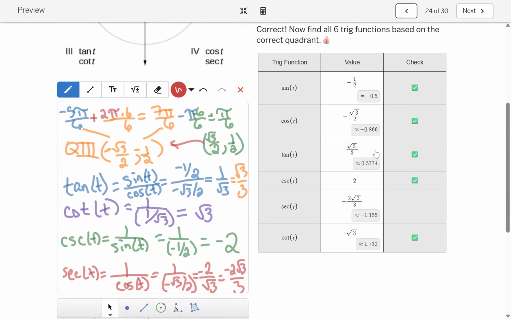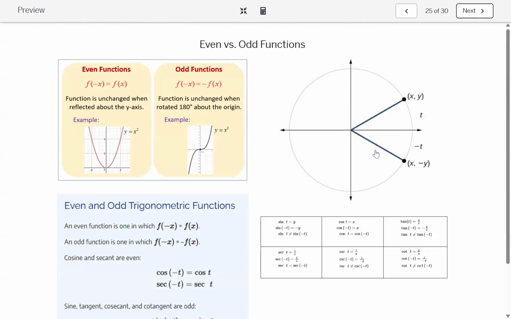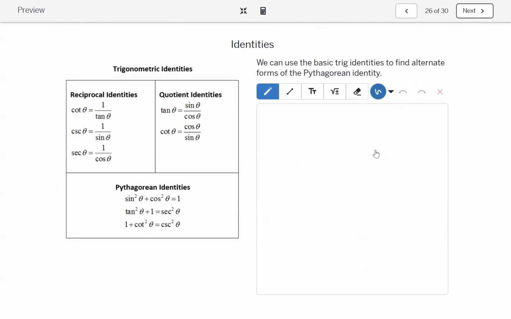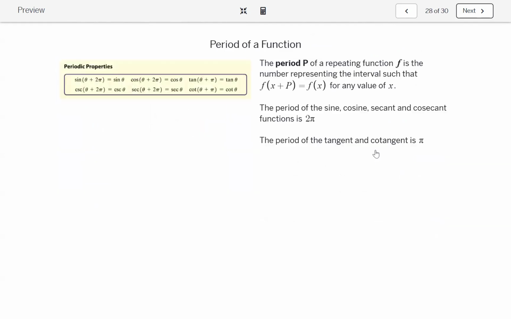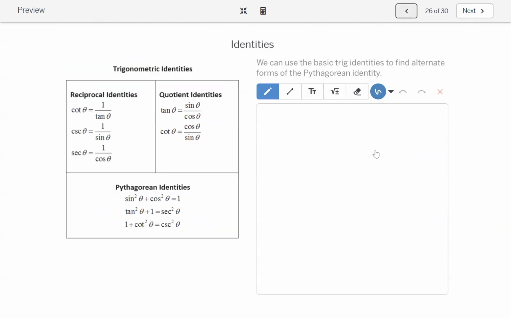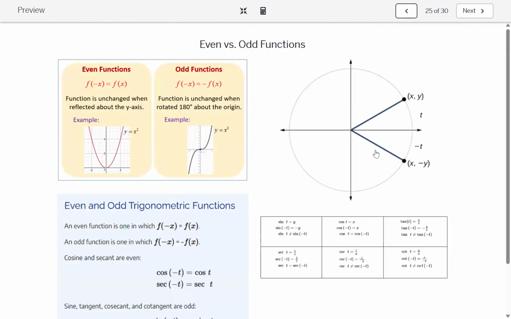All right, let me see what the rest of this has. So even versus odd. And Pythagorean identity. All right, so some of these slides I go over on purpose. So this right here is a set of very optional extra facts that are true about the trig functions.